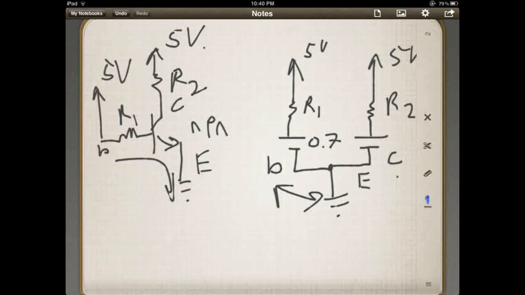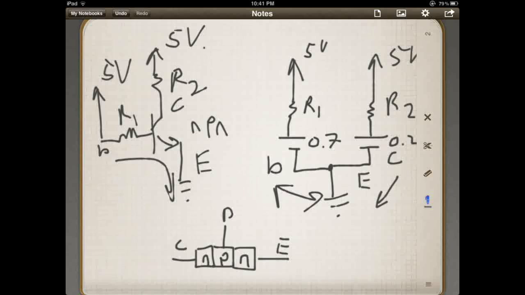Then on the other side, there's usually a collector to emitter voltage, and that is usually around 0.2 volts, roughly. Where these come from is exactly the same thing as a diode, explained in the last video. They are from a barrier voltage. Very simply, if this is an NPN, you've got a negative type material, a positive type material, and a negative type material. You have a collector, an emitter, and the base.